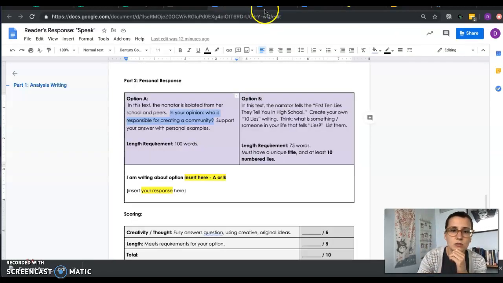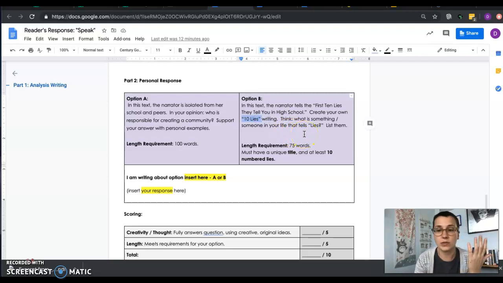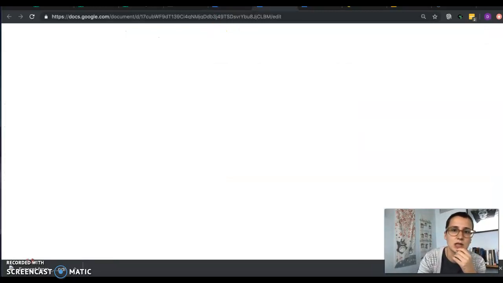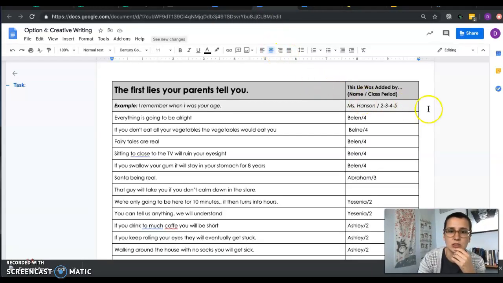Option 2 for your creative writing is this. You can create your own first 10 lies writing. It doesn't have to be the first 10 lies they tell in school. It could be the first 10 lies they tell about anything, right? And in your Pick 2 assignment, a lot of people did just that. For example, a lot of people added these lies that their parents tell.